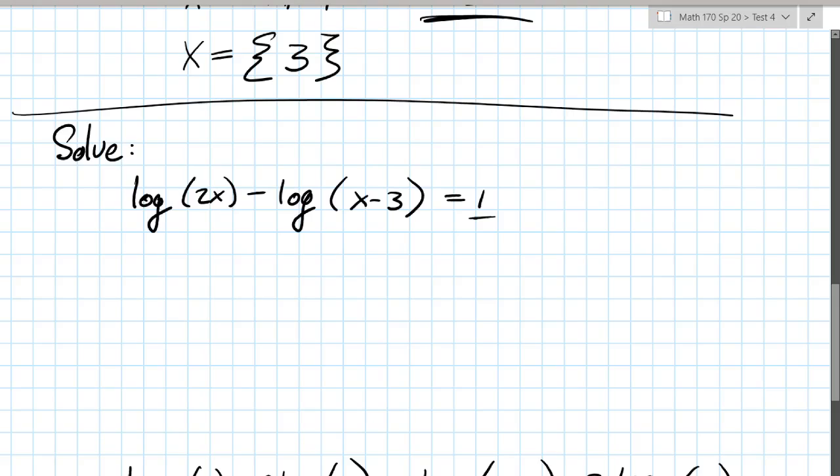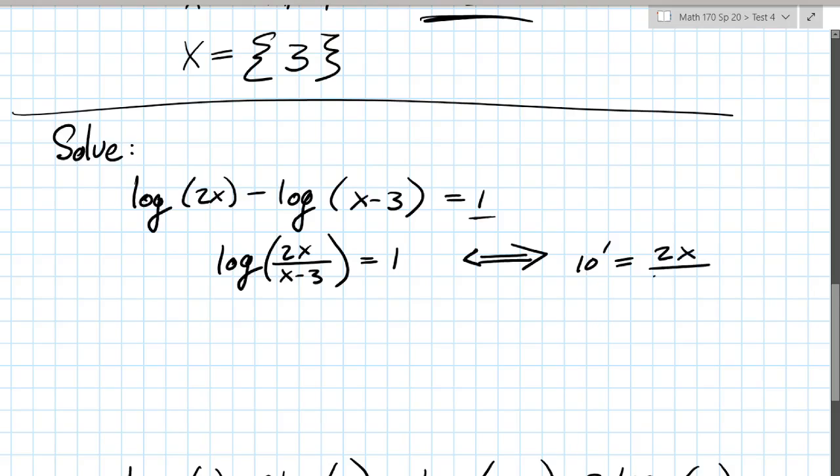So we're going to collapse the two log functions together using our log properties, which gives the log of 2x divided by x minus 3 is equal to 1. Now we can change from log form to exponential form. Notice this is a common log, so the base is 10. So we have 10 to the 1 is equal to 2x over x minus 3.